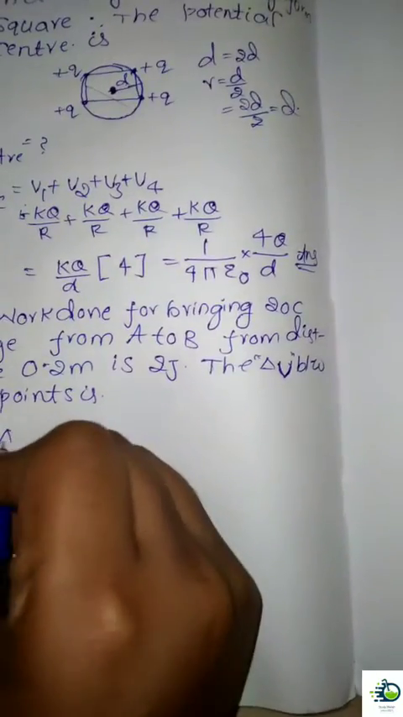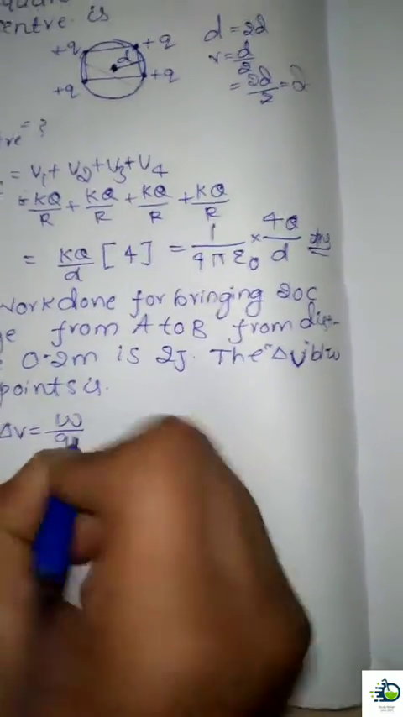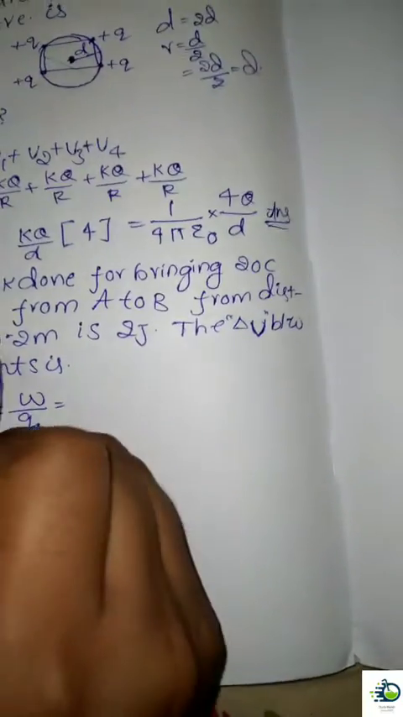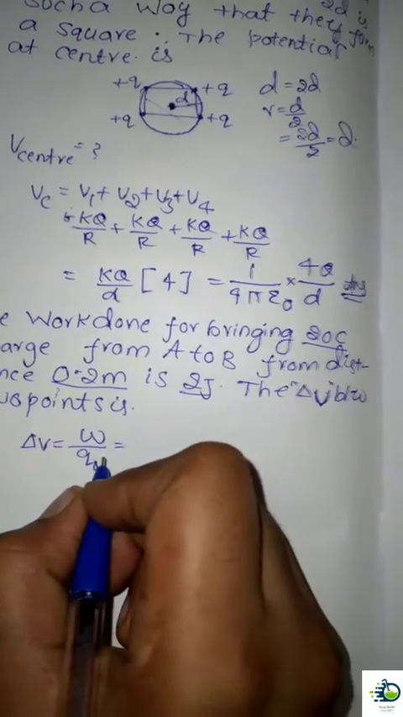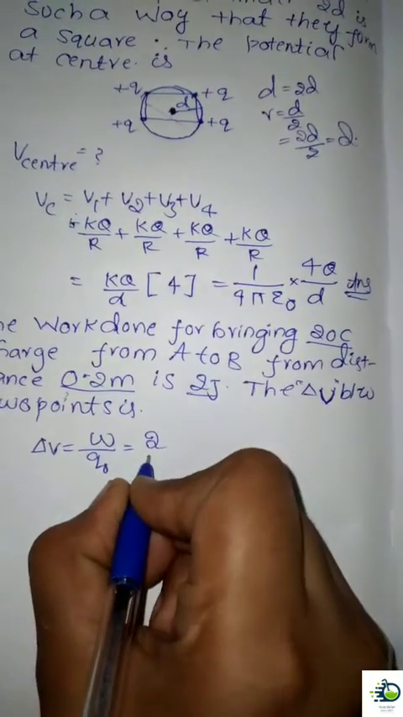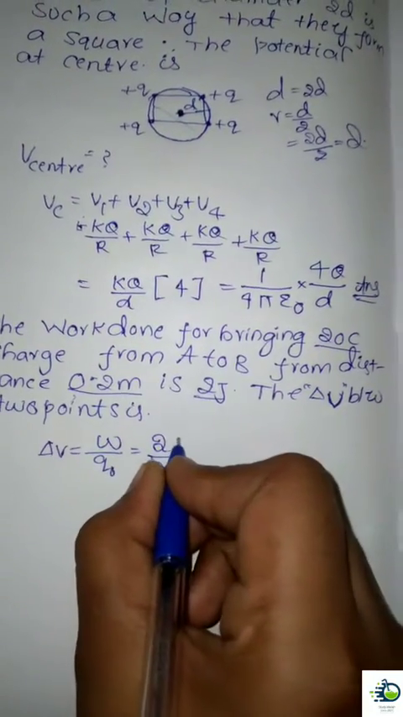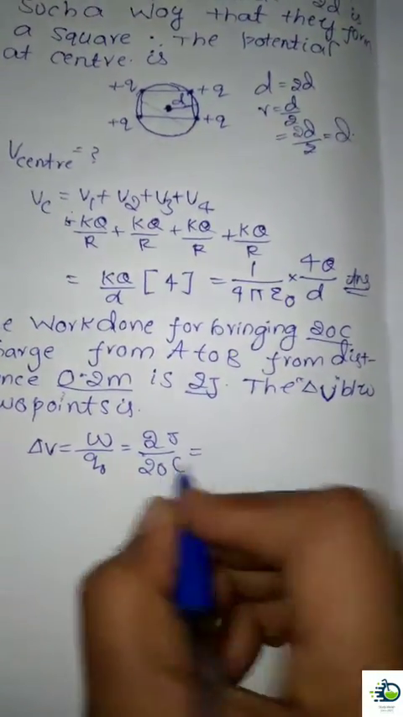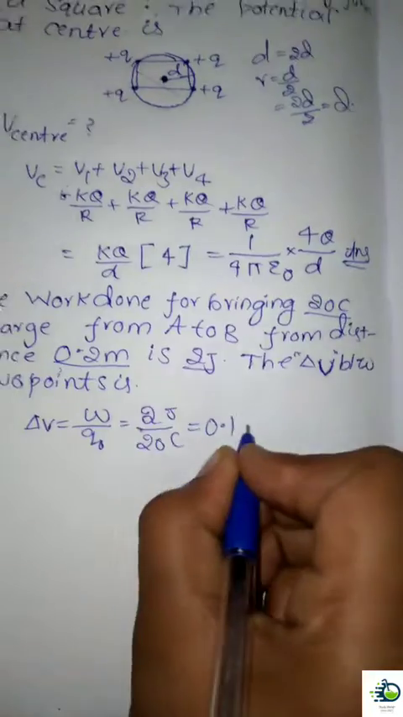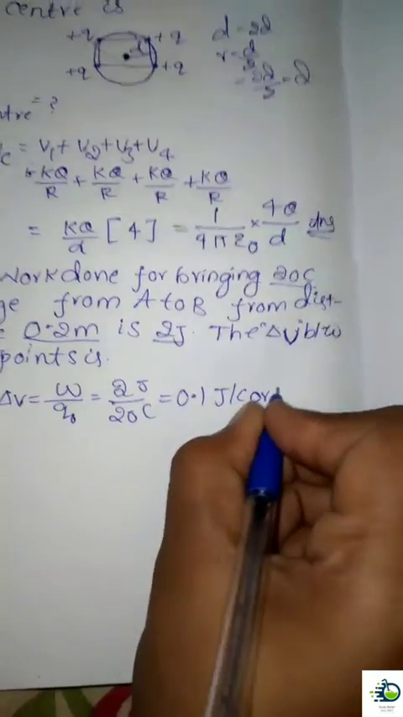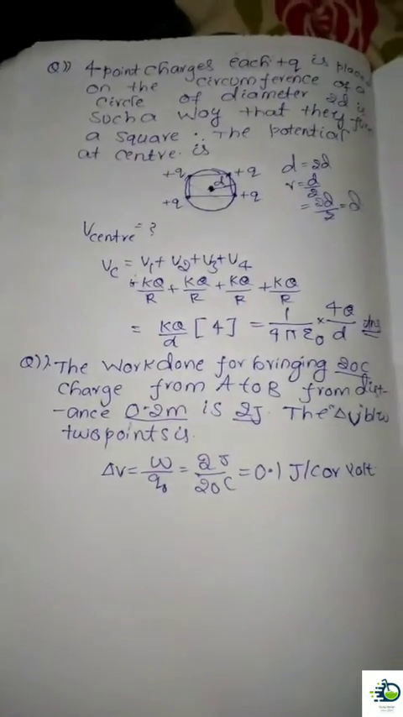You know that delta V is equal to work done per unit test charge. They have given distance, work and charge. Now we need the work and the unit test charge. They gave work as 2 and charge as 20. Here joule, here coulomb. Cancelling, it is 1 by 10, which is nothing but 0.1 joule per coulomb, or volt.